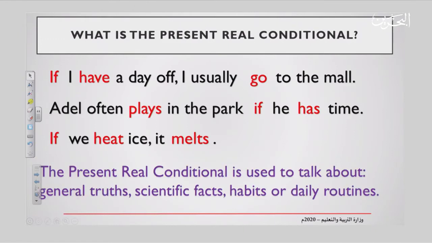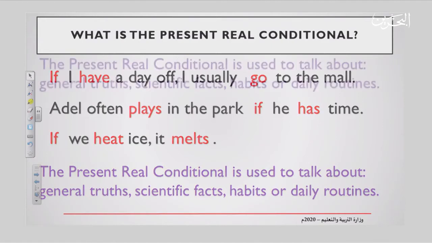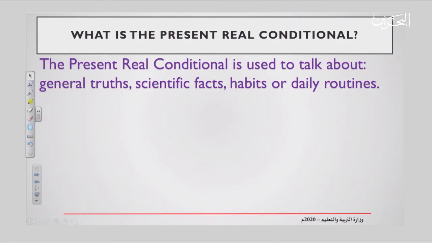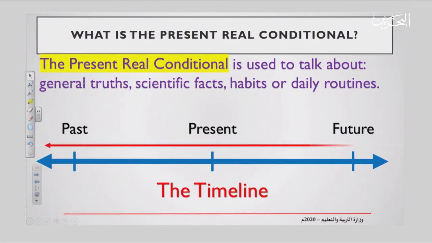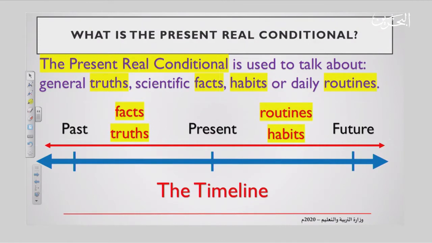So what is the present real conditional? It is used to talk about general truths, scientific facts, habits, or daily routines. So what does that mean? Well, if we have the timeline, we have the present, the past, and the future. The present real conditional is used to talk about general truths which happen all the time, past, present, and future. So you'll find the truths in here, the facts, habits, and daily routines.